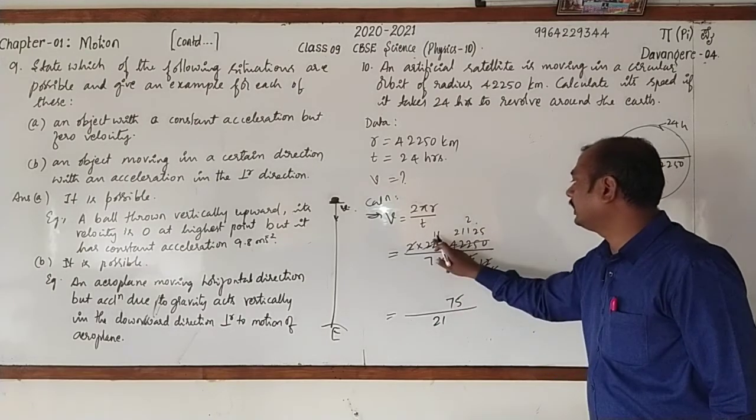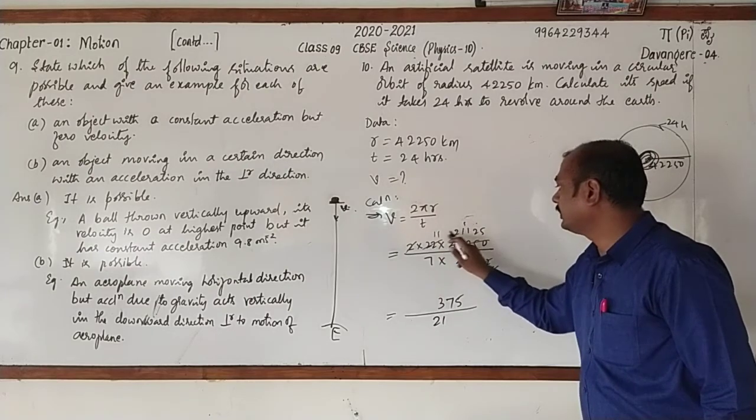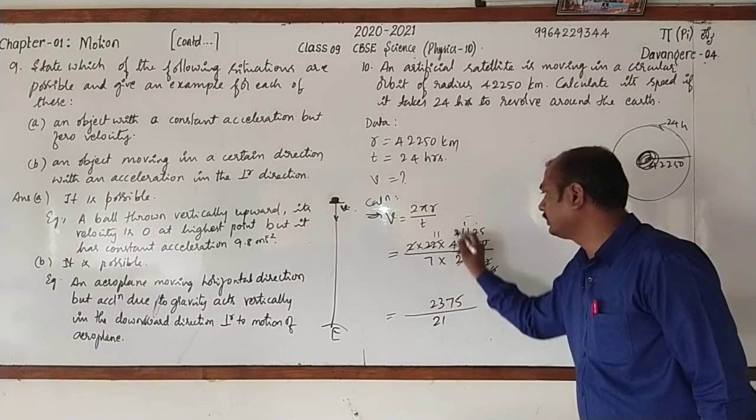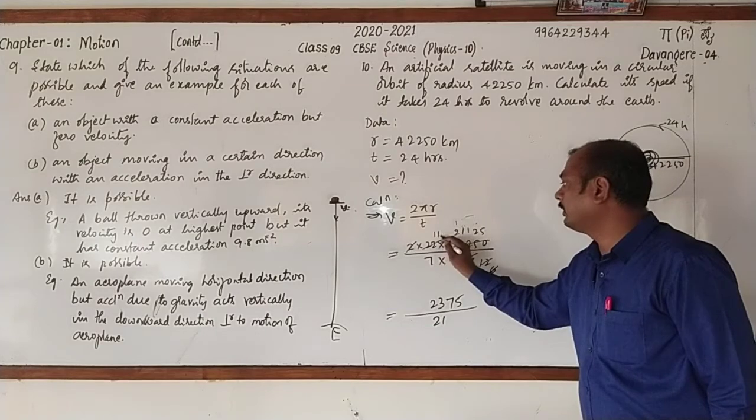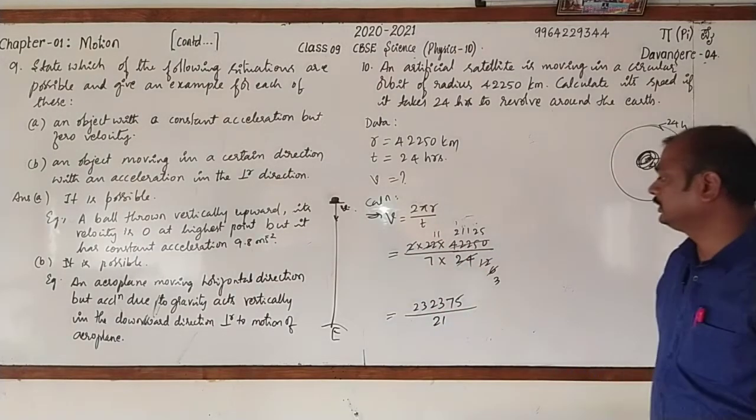Then 11 ones are 11 plus 2, 13. Carry 1. 11 ones are 11 plus 1, 12. Carry 1. 11 twos are 22. 22 plus 1 is 23.